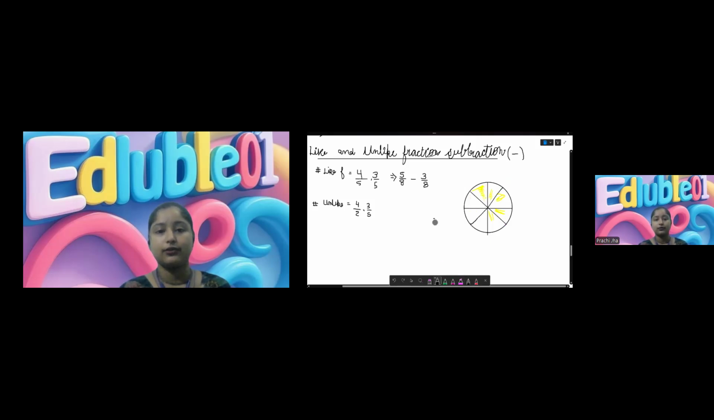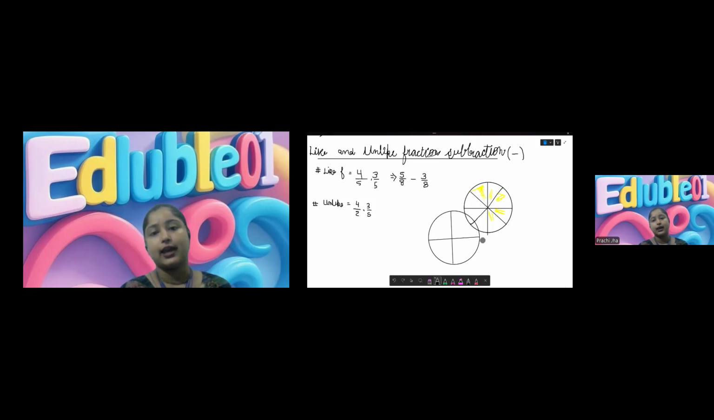First I draw the same circle. Sorry for the overlapping. Let's draw the total of 8 parts in it as well. Here are the 8 parts of this circle. Now I'm using a purple color to represent 3 over 8 of the fraction: 1, 2, and 3.